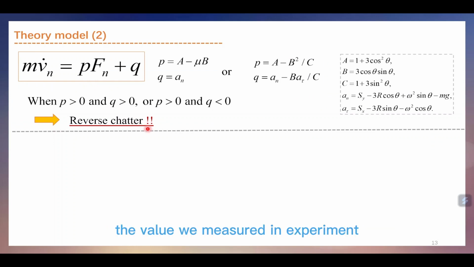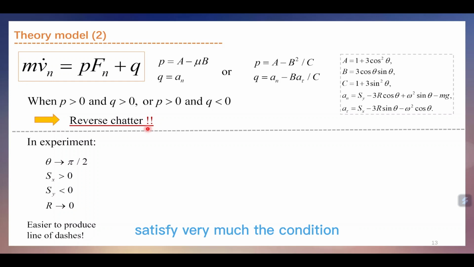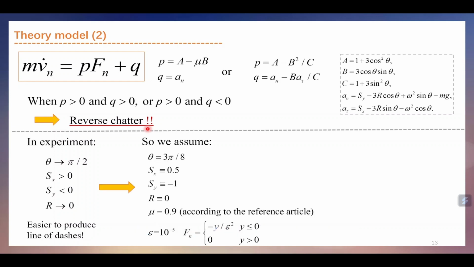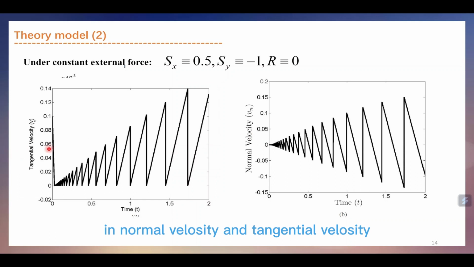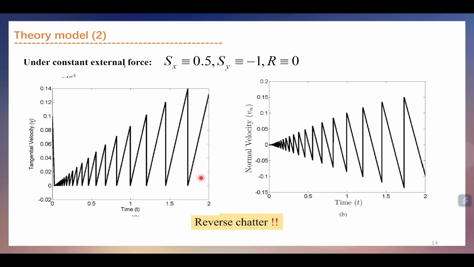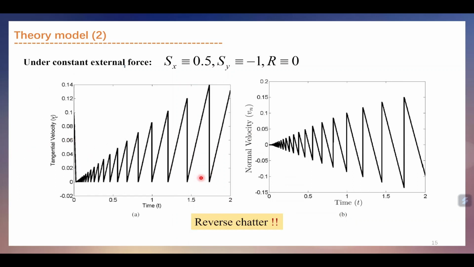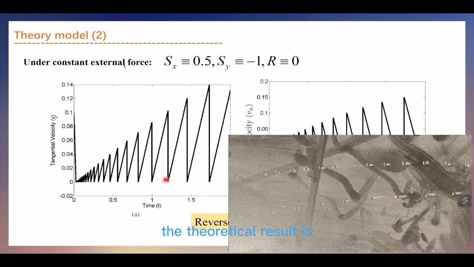The values we measured in the experiment satisfy the condition very well. So, we can say that under constant external force, there is reversed chatter in the y displacement, normal velocity, and tangential velocity. The theoretical result is consistent with the traces observed in the experiment. A good model? No.